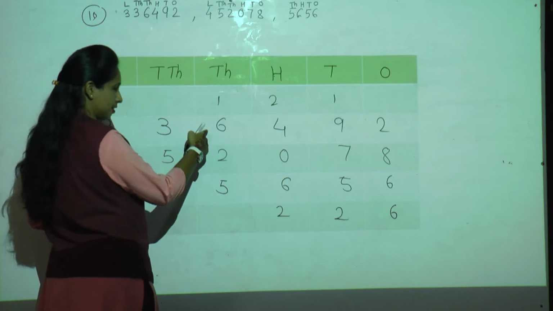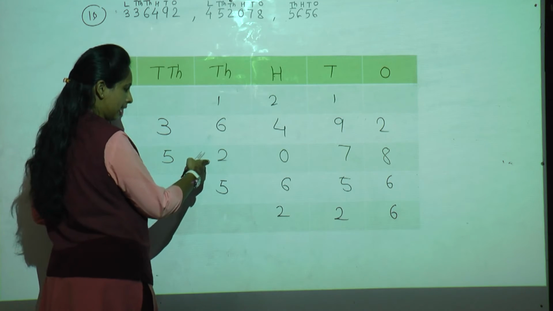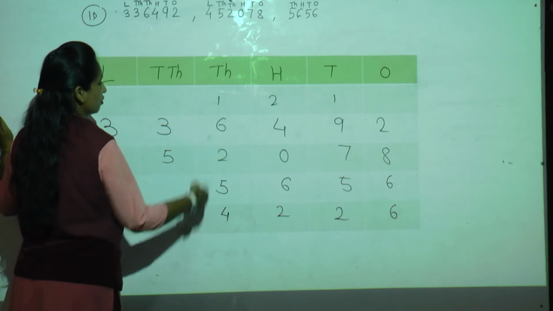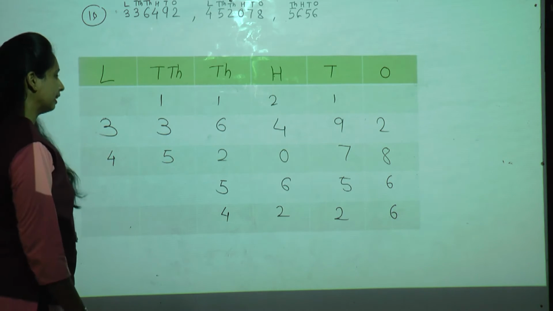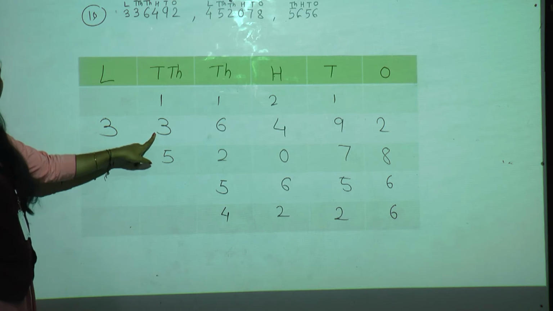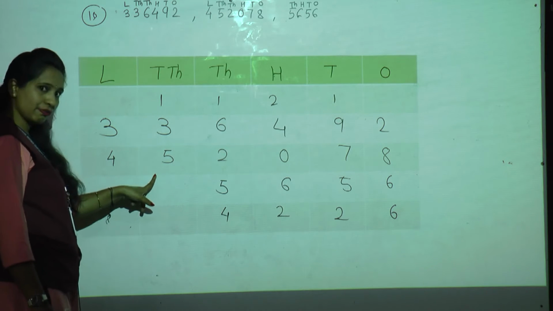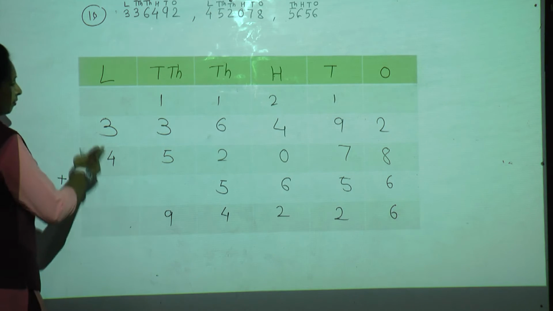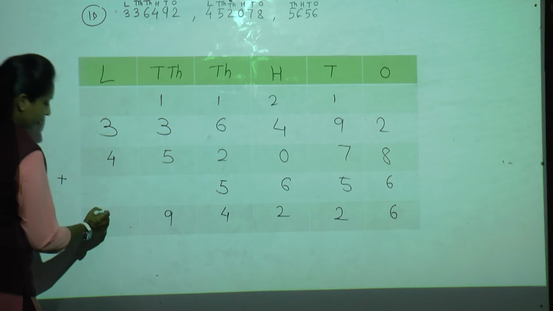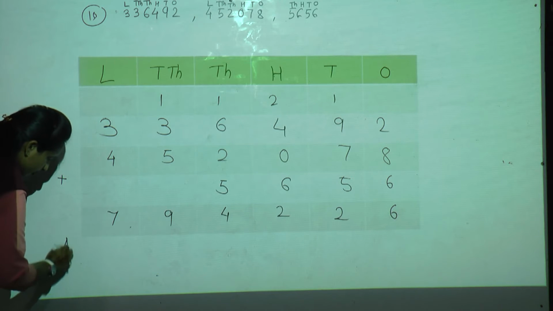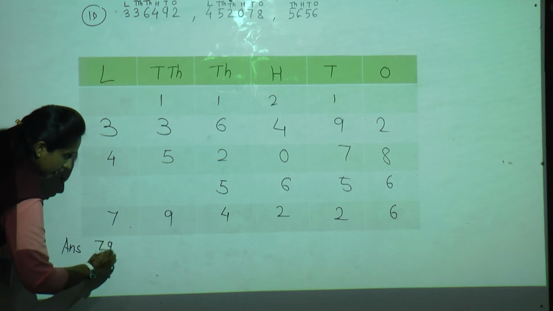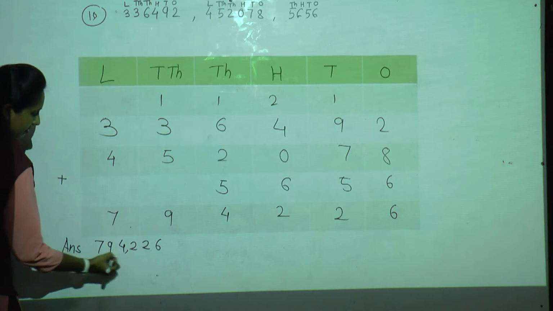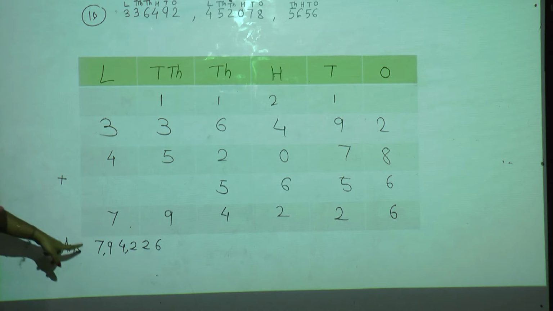2 plus 4 is 6, 6 plus 6, see table, 6 twos are 12. So write 2 on hundreds place, 1 you have to carry to thousands place. 1 plus 6, 7, 7 plus 2, 9, 9 plus 5 is 14. So write 4 on thousands place and 1 carry to 10,000s place. Now 1 plus 3 is 4, 4 plus 5 is 9. Here nothing is there, means 0, no need to add anything. Now the last, 3 plus 4 is 7. So what is the answer? 794226. So give comma after 3 digits, after 2 digits. What is the answer?